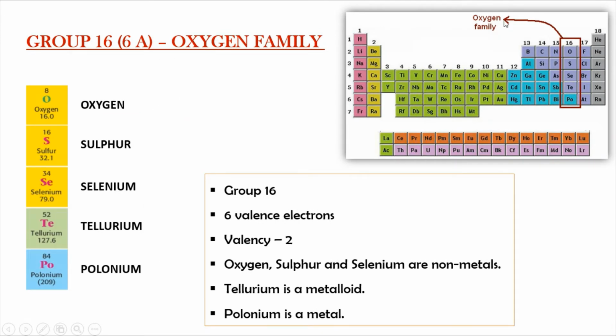Group 16, oxygen family. Oxygen, sulfur, selenium, tellurium and polonium are the elements belonging to oxygen family. There are 6 valence electrons and valency equal to 2. Oxygen, sulfur, selenium are non-metals. Tellurium is a metalloid because it shows both the properties of metal and non-metal. Polonium is a metal.